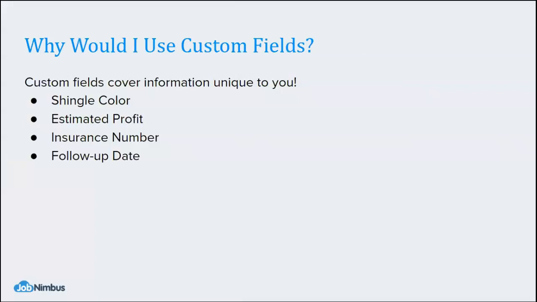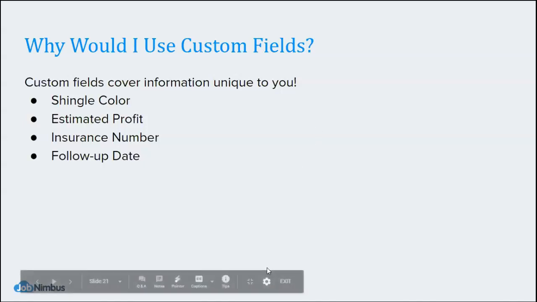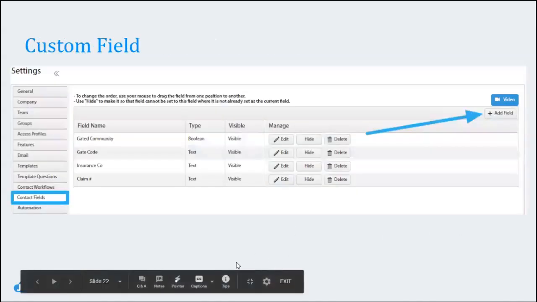So different businesses have different needs. And if you are an insurance business, then your information is going to be much different than what you might need in, for instance, a storm repair or a maintenance business. So these are some examples of things that you might use a custom field for: to schedule follow-up dates, to keep records of the insurance numbers, or to keep estimated profit.